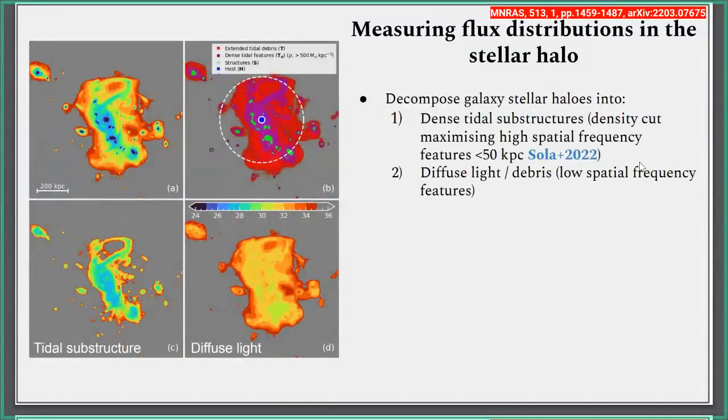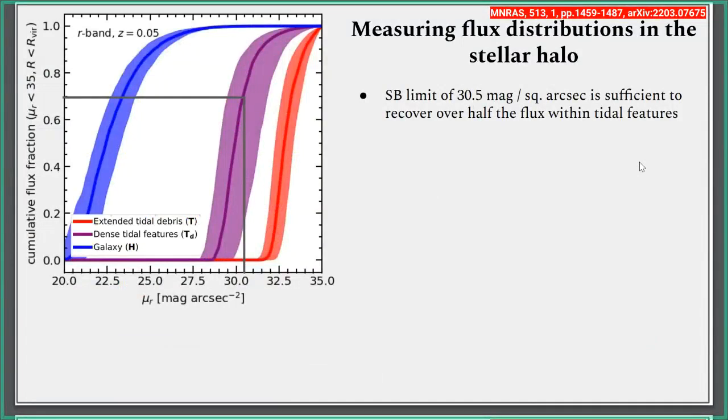With that, we can start to look at the flux distribution within the stellar halo. If we assume we can achieve a surface brightness limit of something like 30.3, then we find that this is sufficient to recover about half of the flux within the dense component of the stellar halo, so essentially the tidal features.